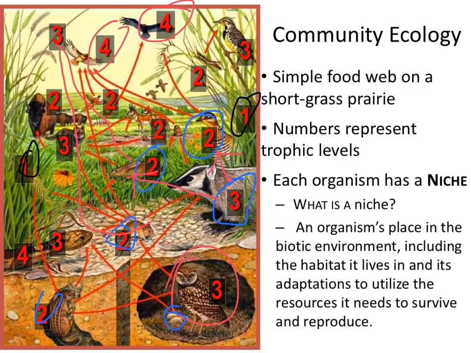So each of these different organisms has a niche. In this case, the niche for the grass is this prairie under certain temperature regimes, and there are things that are eating the prairie, in other words, predators or herbivores. And each trophic level is a different kind of niche.